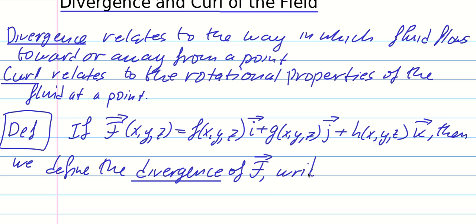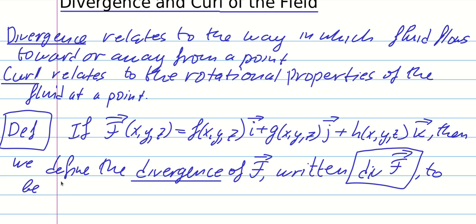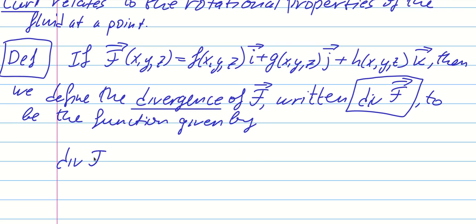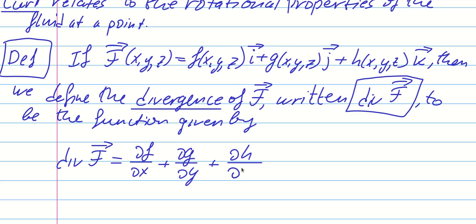Sorry for the technical issues, but let's continue on. So we have a divergence of f written as divergence of f, and we define it to be the function given by: divergence of f is equal to partial of f with respect to x plus partial of g with respect to y plus partial of h with respect to z.